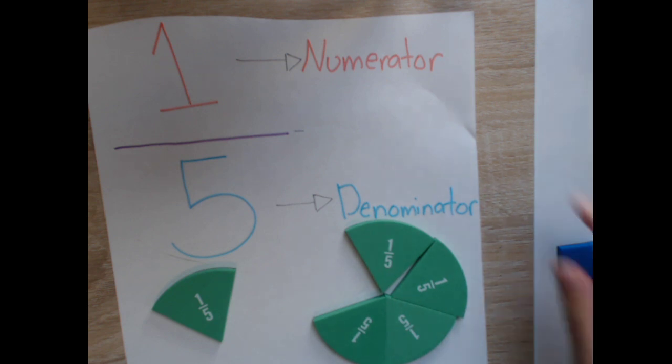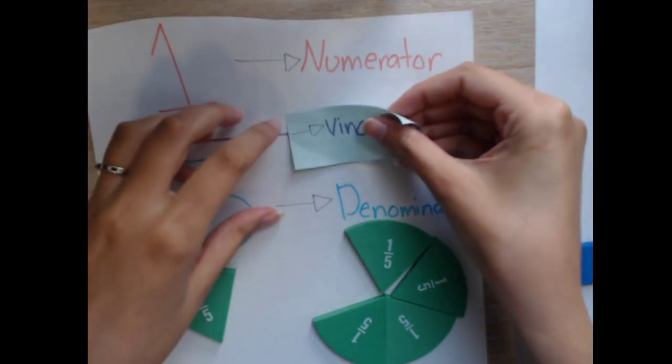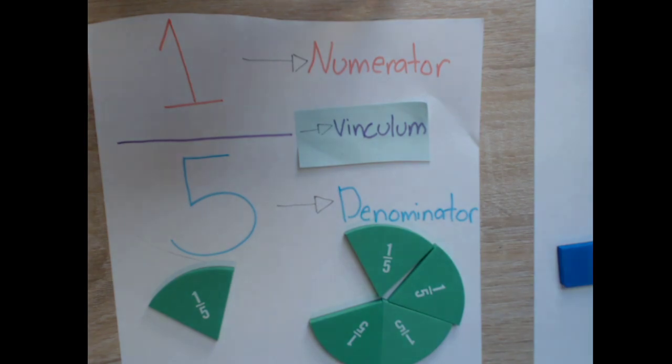For a fun fact, the line that separates a numerator and denominator is called a vinculum.